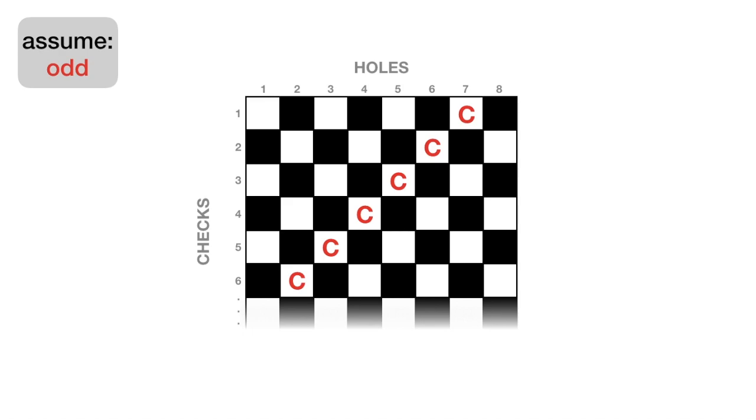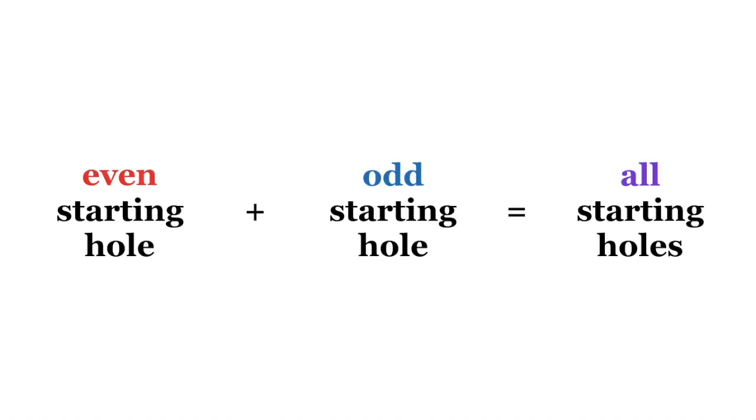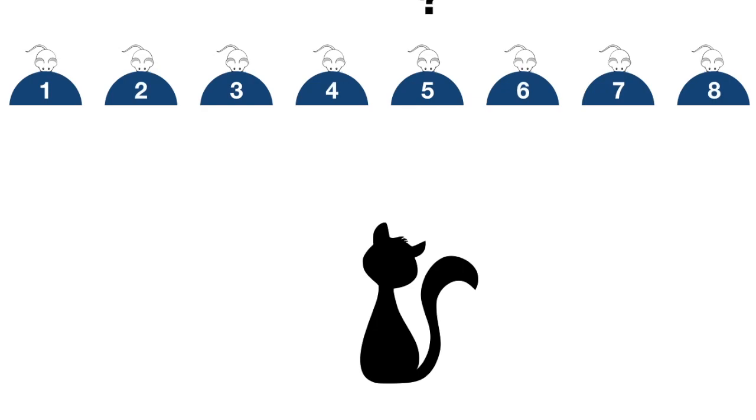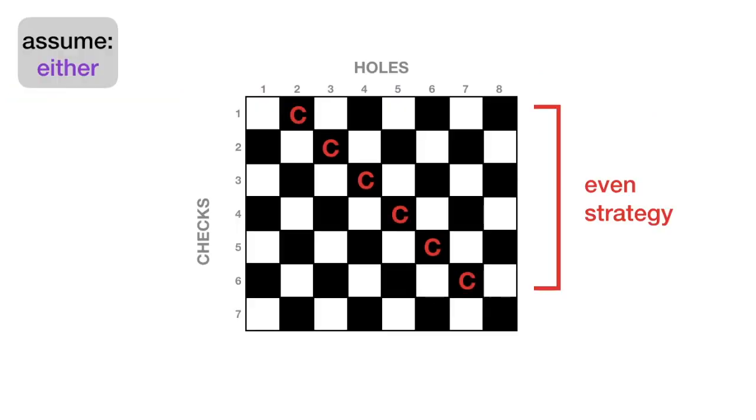Unfortunately, we can't execute the 2 patterns simultaneously. We're bound to just a single check per turn. How do we combine the 2 strategies to make sure we catch the mouse no matter where he starts? Although we can't implement both strategies at once, we can implement the 2 strategies back to back. Say we start with our even strategy. If the mouse started in an even hole, we'll catch him in the first 6 turns.